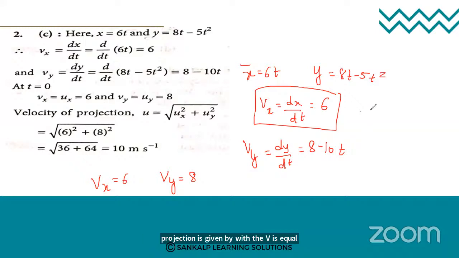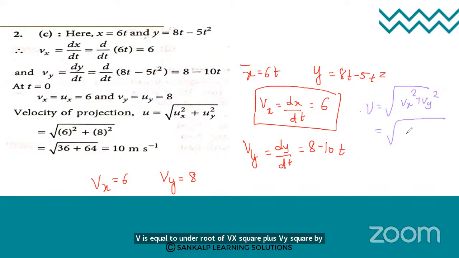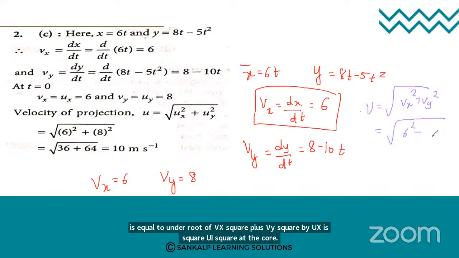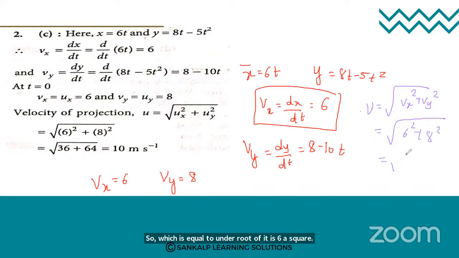v is equal to under root of vx square plus vy square, or ux square plus uy square, we can do it that way too. So which is equal to under root of 6 square plus 8 square. So 6 square is 36, 8 square is 64. Yes, so it is total 100. Therefore taking the root, 10 comes. Option C is the correct answer.